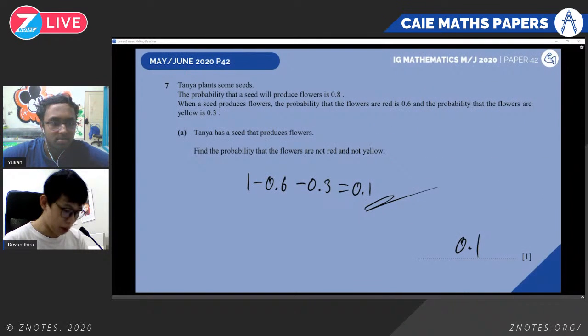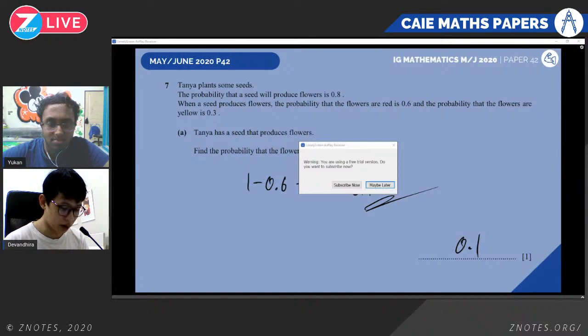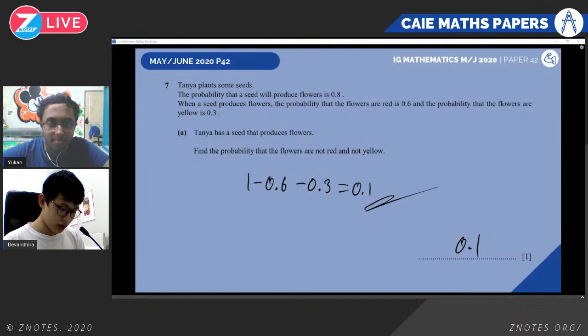Okay. The probability that a seed will produce flowers is 0.8. When a seed produces flowers, the probability that the flowers are red is 0.6. And the probability that the flowers are yellow is 0.3. Oh, there's a pop-up, sorry. Tanya has a seed that produces flowers. Find the probability that the flowers are not red and not yellow.